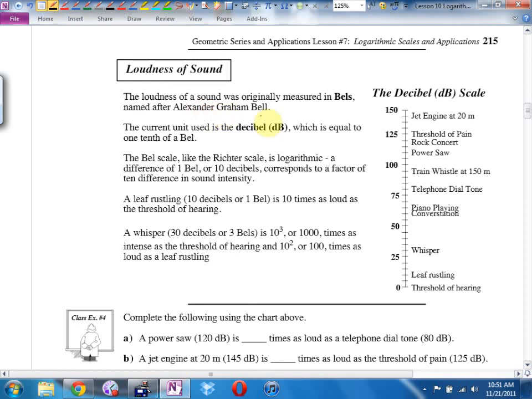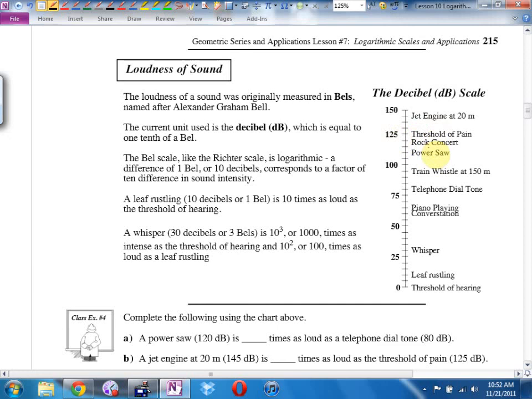The problem is a bel is very, very big. We don't use that as our standard measurement. We use decibels as our standard measurement of sound. So a jet engine is about 140, 150 decibels. That would damage your hearing. In fact, the threshold of pain is right around 125 decibels. A whisper is around 30 decibels.